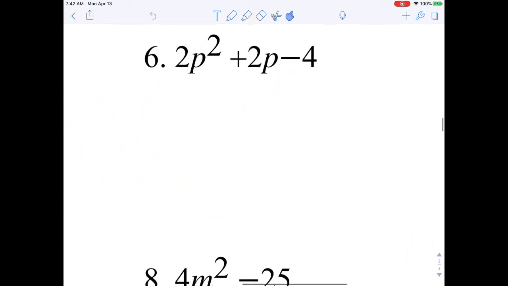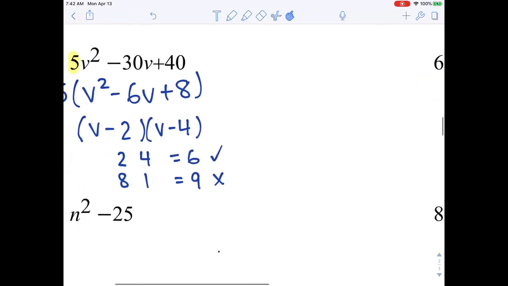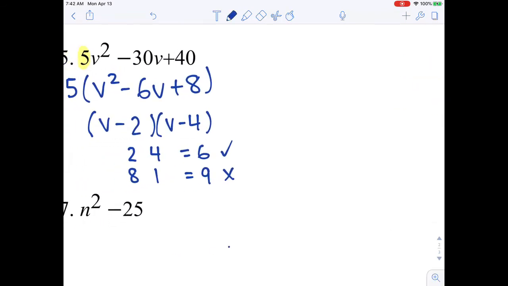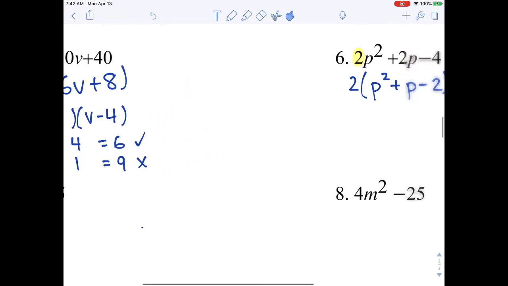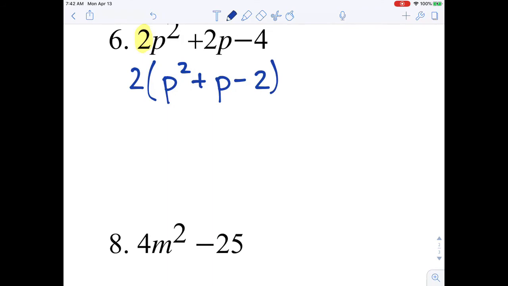Again, looking at the first term, I see that there's a 2 there, so I check to see if I have a GCF, and I do. Factor out a 2. Now I have a plus and a minus, and I should have went back. Sorry, I forgot to put the 5 in front. You don't want to forget the original factor. Now let's go back here. My apologies. Let me write that down this first time.